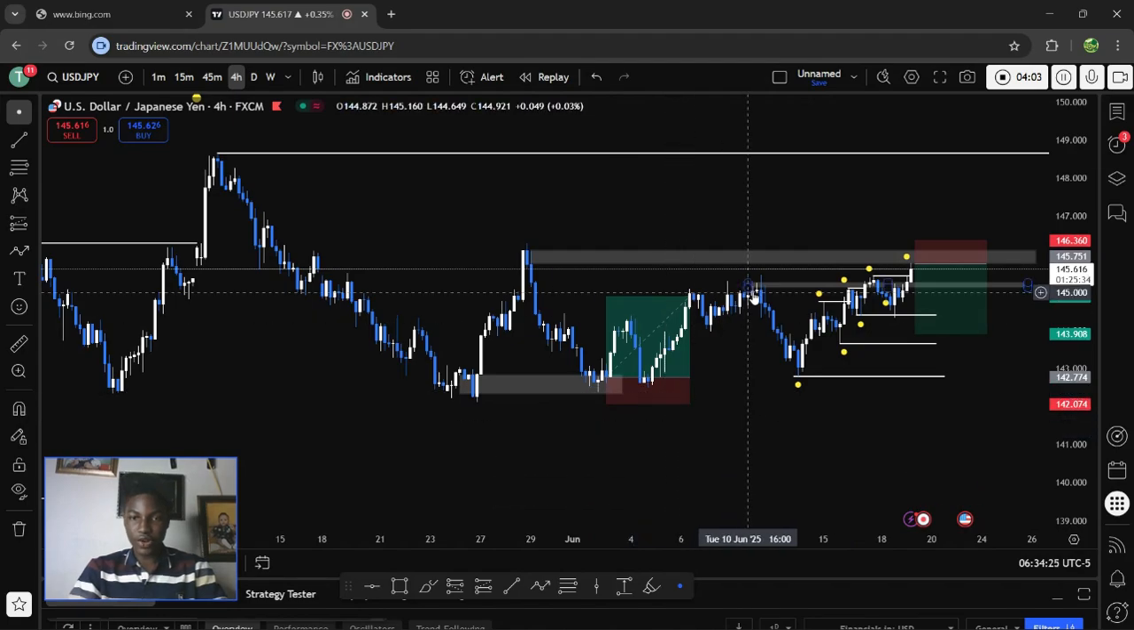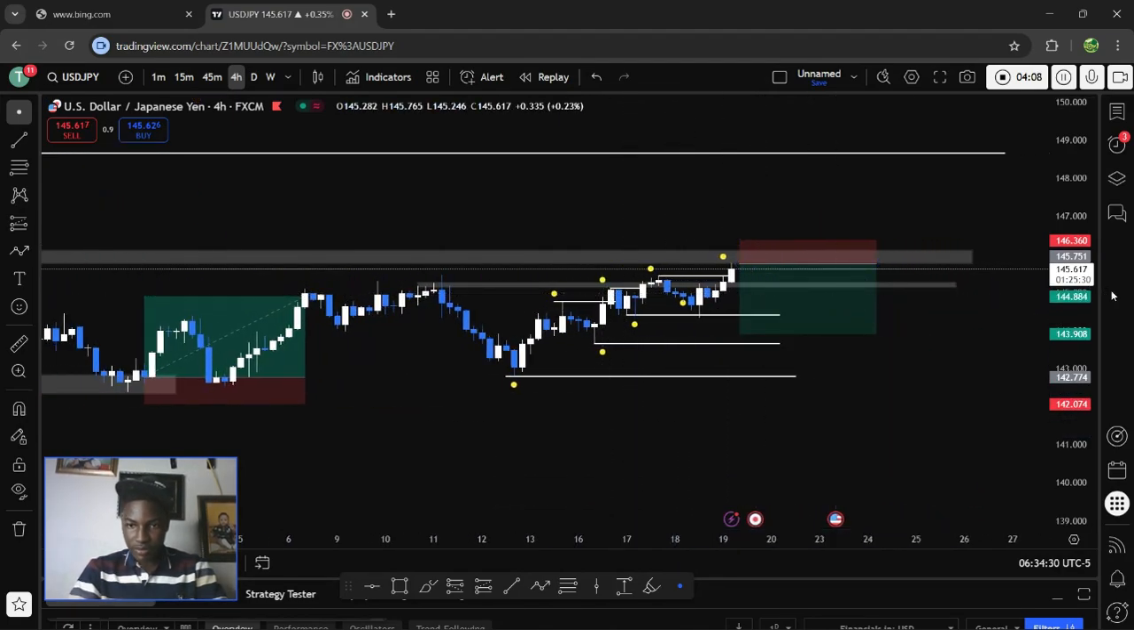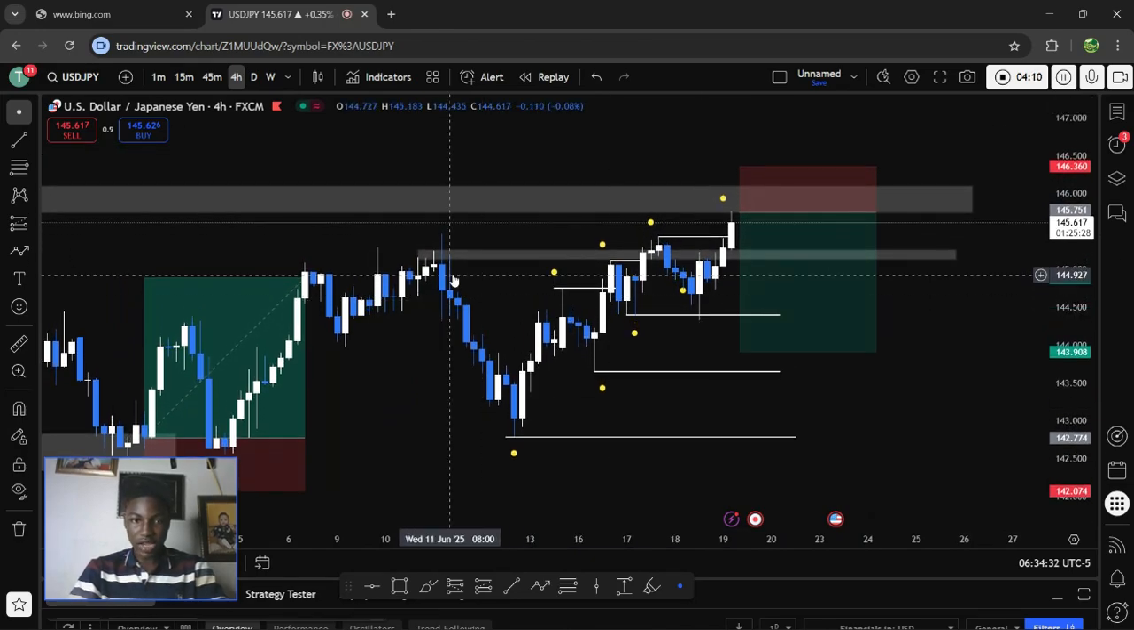So let's just look at this structure now. See the supply zone around here. What happened? Was it expected? As we all know, they would have covered the stop loss as usual. Because I covered this high here, it has been smashed.